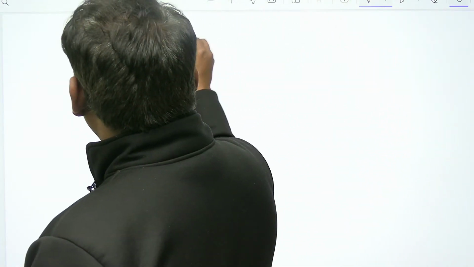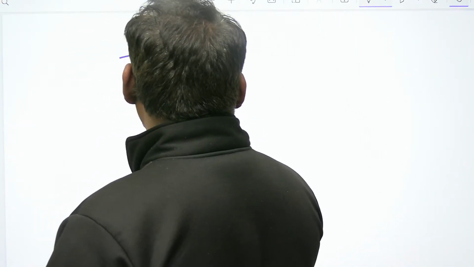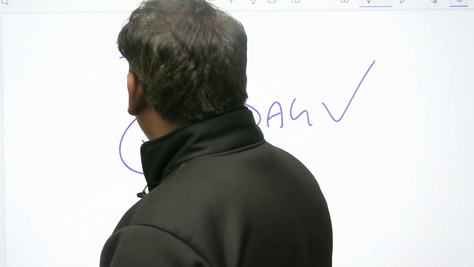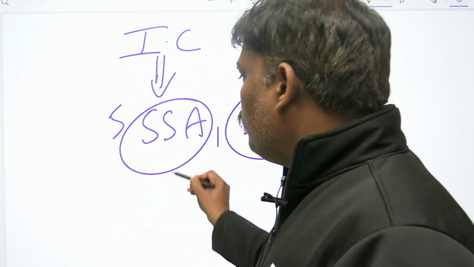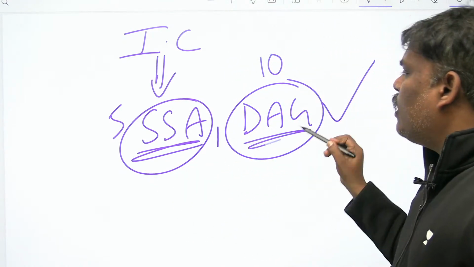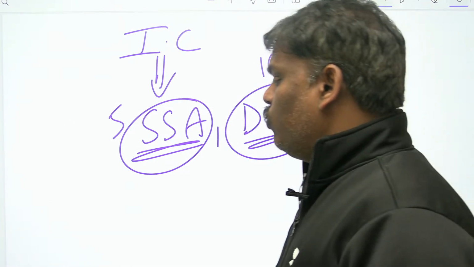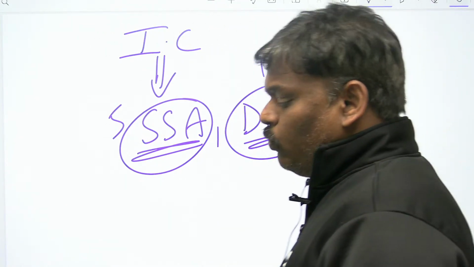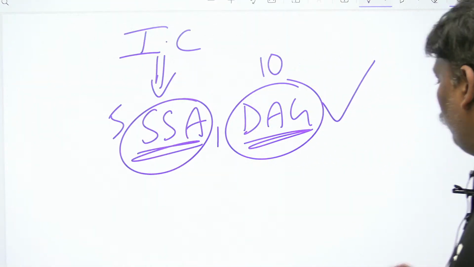So remember intermediate code. This is the thing which you can expect. SSA may come, or DAG may come. Be careful. Do 5 problems for SSA, 10 problems for DAG, you do. Game over. Fine, perfect. Now let's go to the next one.